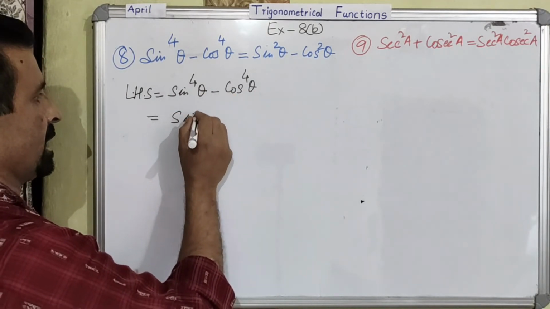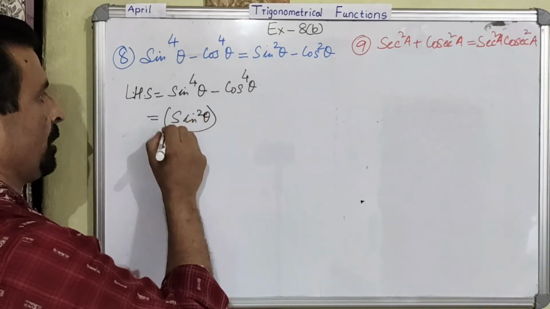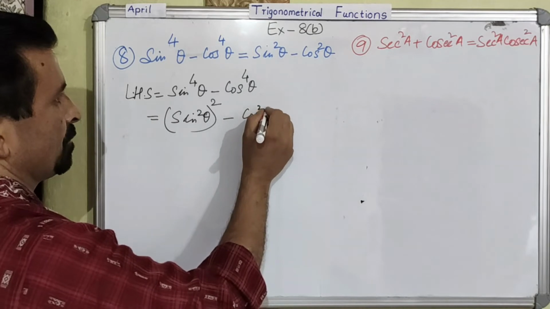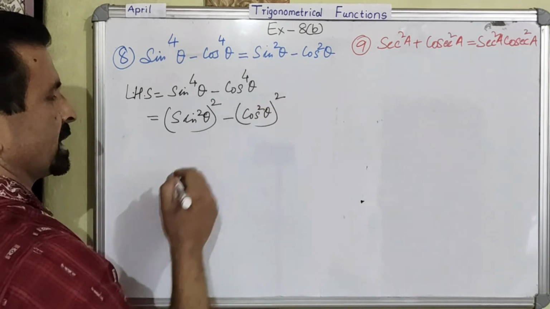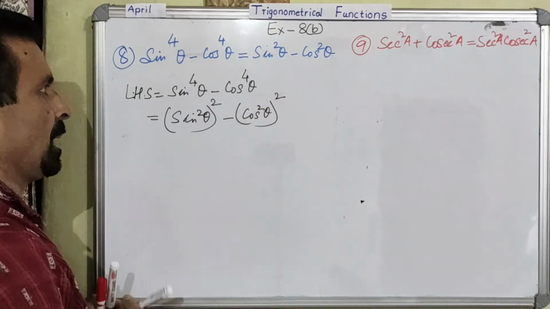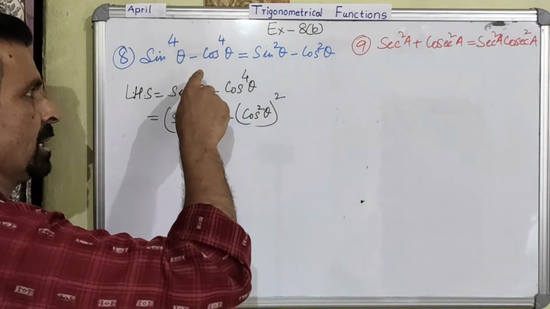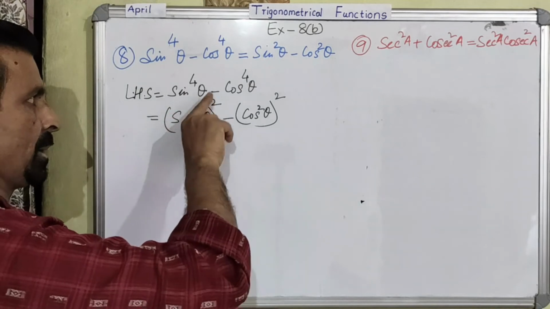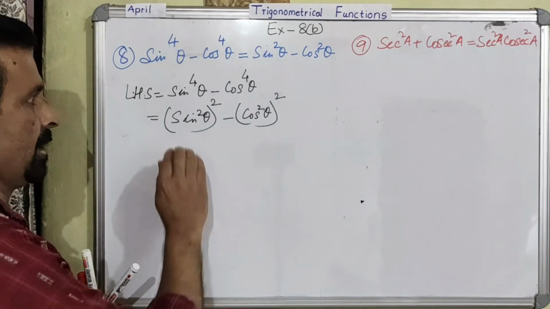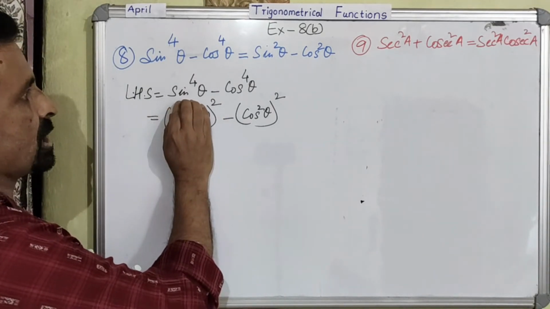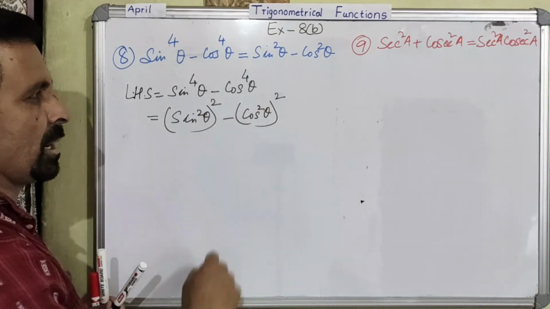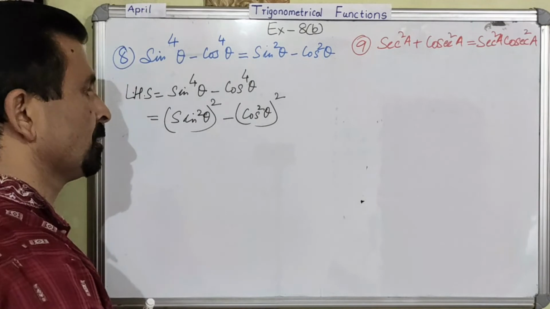This we can write as sine square theta to the power 2 minus cos square theta to the power 2. This can be done, no? This power is split, right? This power is written as 2 into 2. So one power is inside, one power is outside. Is this very clear? Now I can see that this is a square minus b square. So is this now becoming in the form of difference of squares?